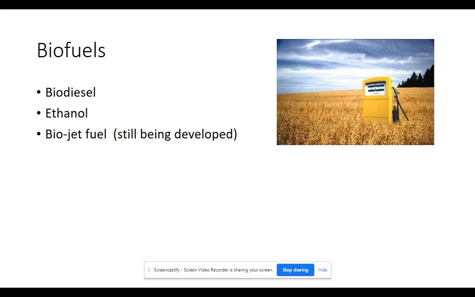And then biojet fuel. It's still being developed. It's not something that's commonly used, whereas biodiesel and ethanol are fairly commonly used right now. If we could figure that out, that would be one less thing. Right now, airplanes are still primarily on fossil fuels, but it would allow us to decrease our fossil fuel usage even more if we were able to figure that out.